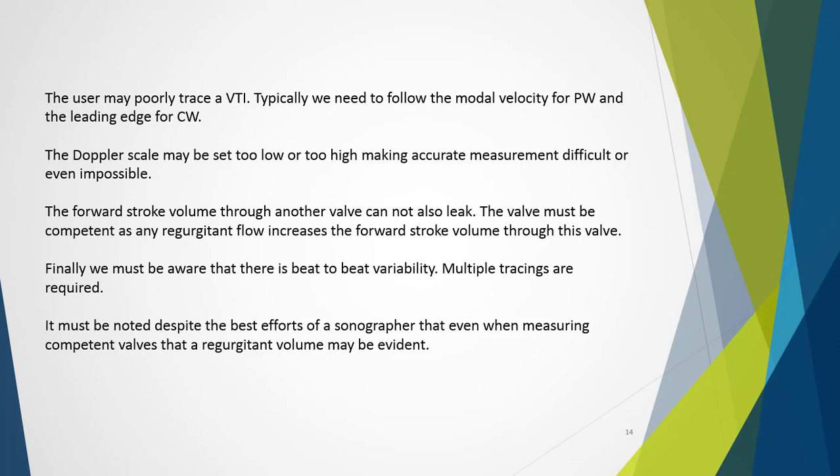Finally, we must be aware that there's beat-to-beat variability. Even in someone with sinus rhythm, there are slight deviations in heart rate, and therefore stroke volume with associated slightly variable ventricular fillings. Multiple tracings are required in most cases, even with someone that has sinus arrhythmia, atrial fibrillation, ventricular bigeminy, and so on. We need greater numbers of measures to accurately average and represent the average stroke volume.